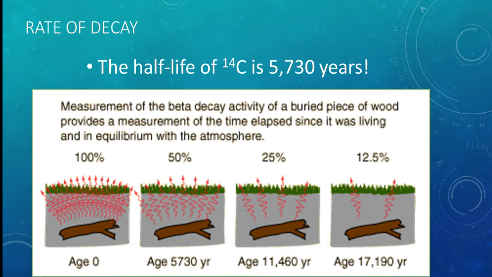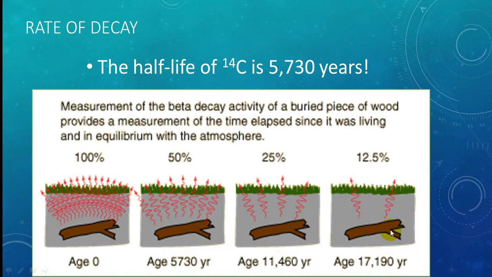The half-life of carbon-14 is 5,730 years. Wow. So if something dies and is buried, so here's a tree that's been buried by, let's say, a volcanic eruption or something. After 5,730 years, only 50% of the carbon-14 is left. After 11,460 years, only 25% is left. And so on, do you get it? That's half, half, half, and half, right?